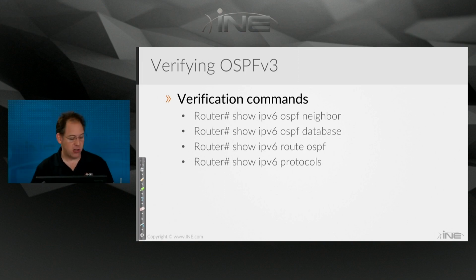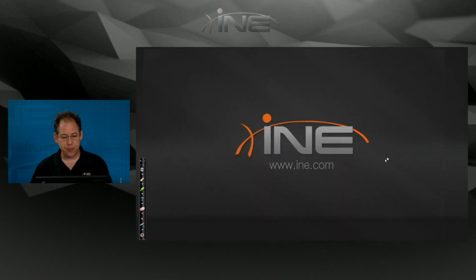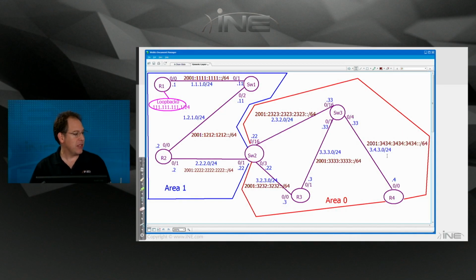So let's just look at this real fast in the lab. This is my topology. In this particular case, I already have OSPFv3 running on all the devices except for switch 2. Switch 2, which is going to be my area border router, is the only device that does not have OSPFv3. Everything else is already pre-configured. So let's go ahead and do the configuration on switch 2 and then issue some show commands to verify it.